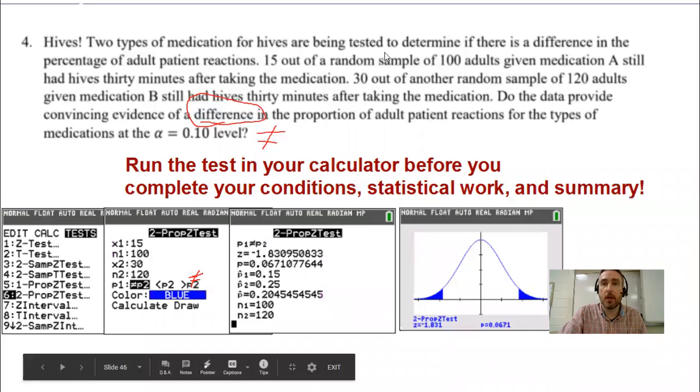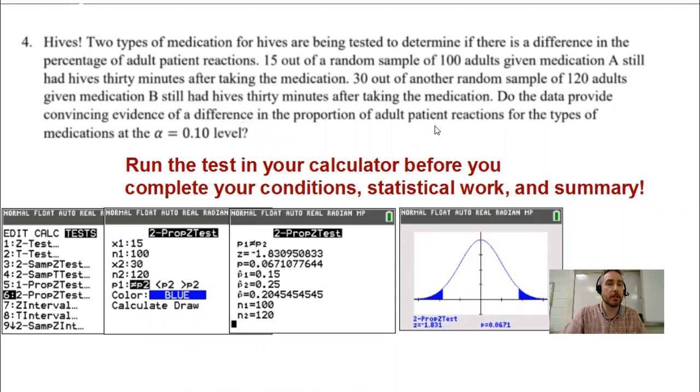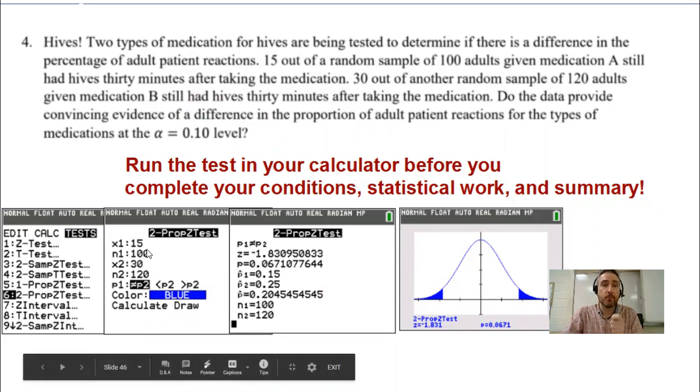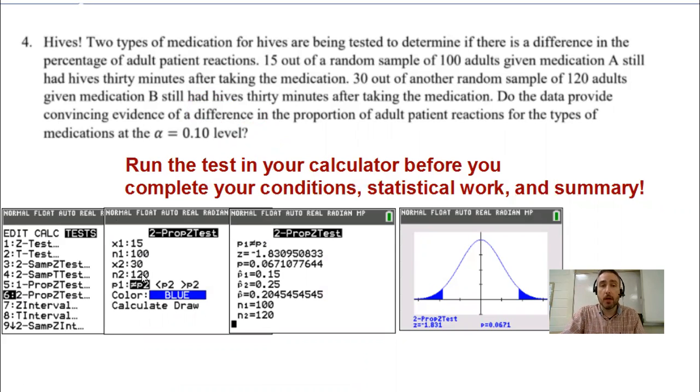What do we do? Well, first, I buck all the rules and I run the test in my calculator. I want to know all the counts and all the values and whatnot. So when you do your calculations, go into your calculator and see if you can emulate this. Stat tests 6, 2-PropZTest. I put my first as 15 out of 100, and then 30 out of 120, and I ran the not equals because it's a two-sided test.